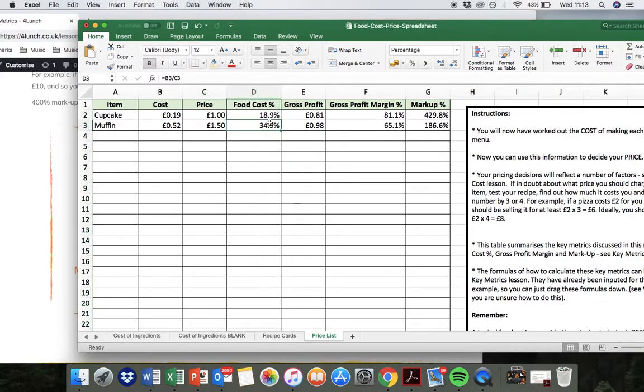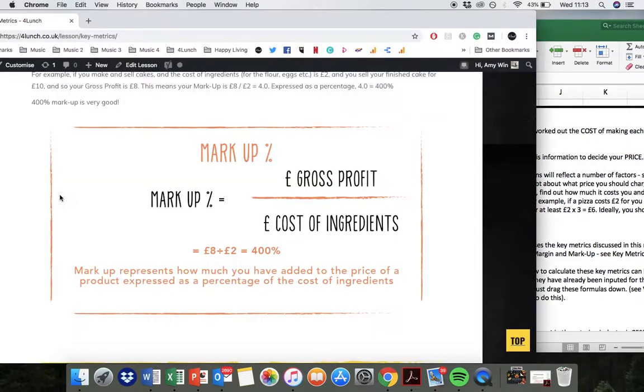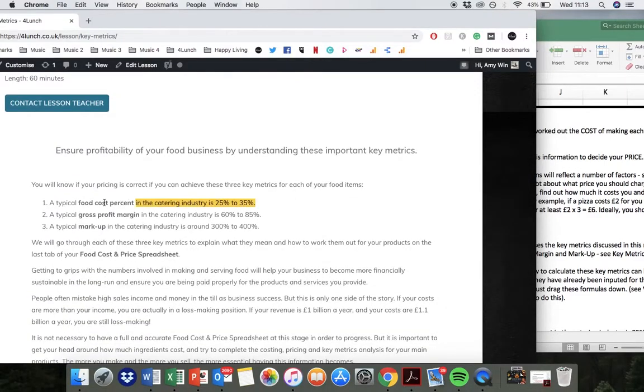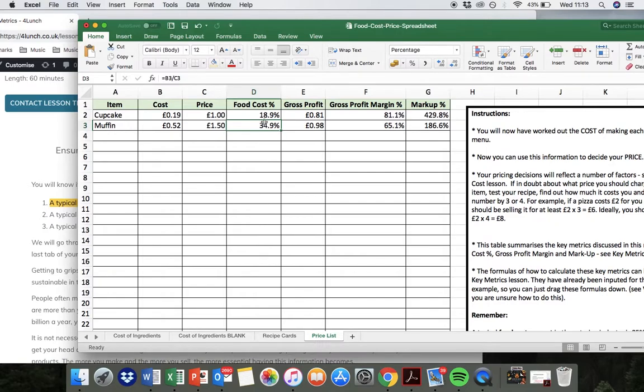And that's fine. Food cost percent. Now, what we've said here, we've got some guidelines on the top here. A typical food cost percent in the catering industry is 25 to 35. So you really want to be hitting something within that mark. Now, the muffin is just on the cusp of being a bit too much, right? So maybe I might decide that I actually want to sell it for £2. And look what happens to the food cost percent. It goes down because I'm selling it at a high price. So you can kind of work out and fiddle around with this. So now it falls really quite comfortably between those guidelines.